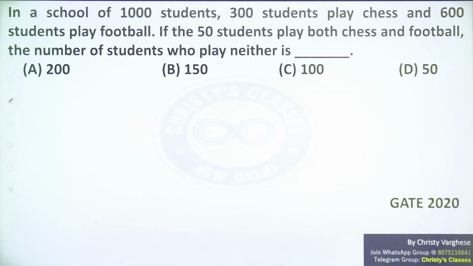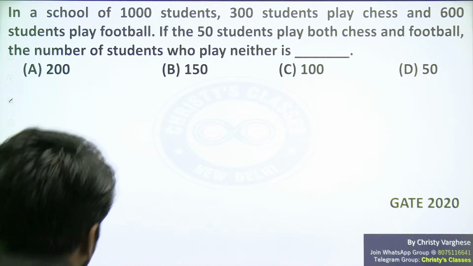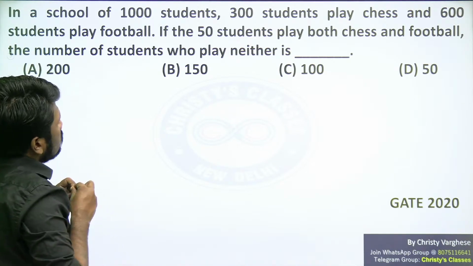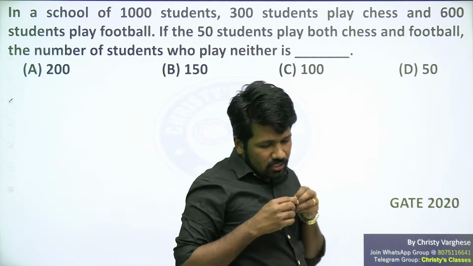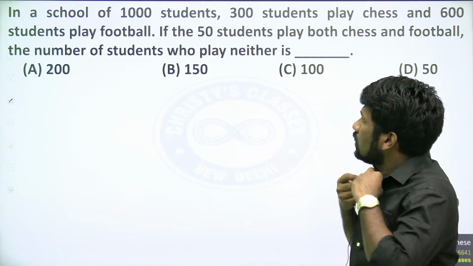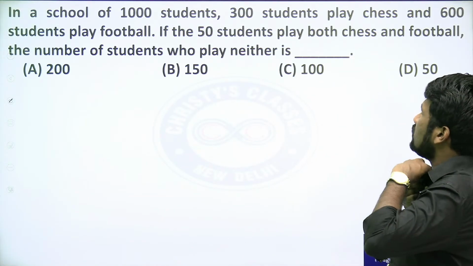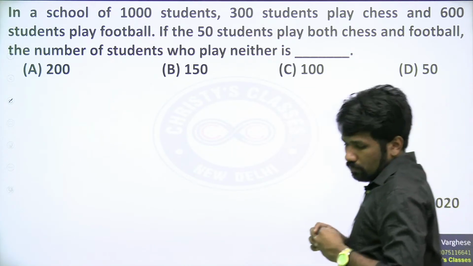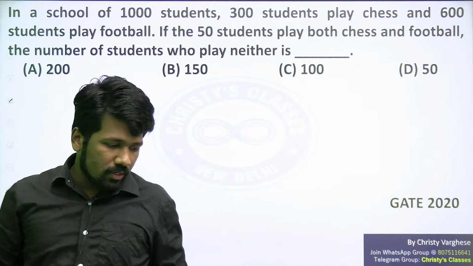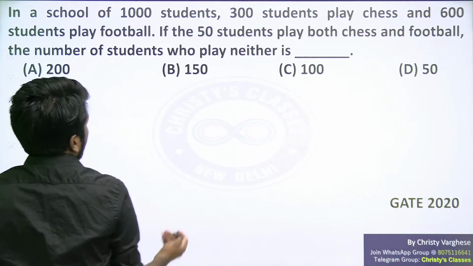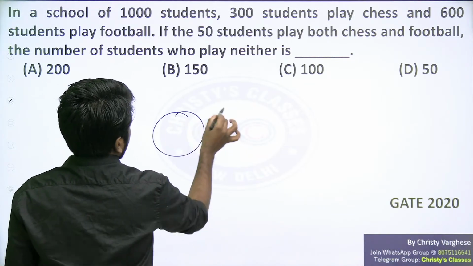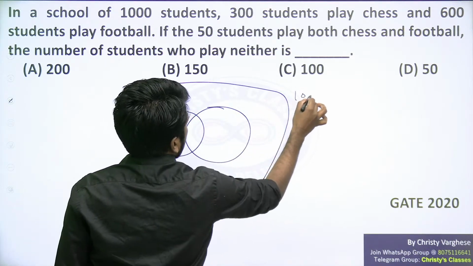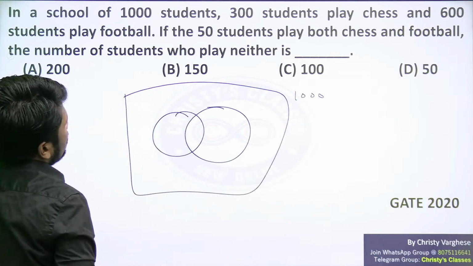Okay, some of you already got it right, so I'll explain. In a school of 1000 students, 300 students play chess and 600 students play football. If 50 students play both chess and football, find the number of students who play neither. So let us understand this with the Venn diagram. The total 1000 students are there. So in the universal set, 1000 people are there.